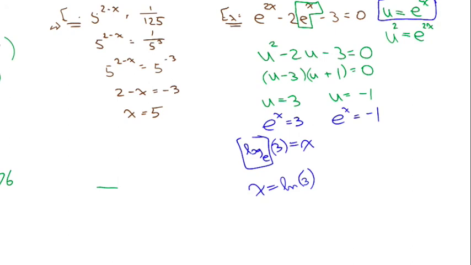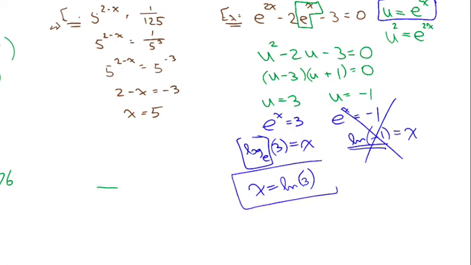All right, do it to the other one. This becomes ln of negative 1 is equal to x. What's wrong with this? You can't have a log of a negative number. So this one is no solution. Can't have the log of a negative number. So the only answer here is x equals ln of 3.